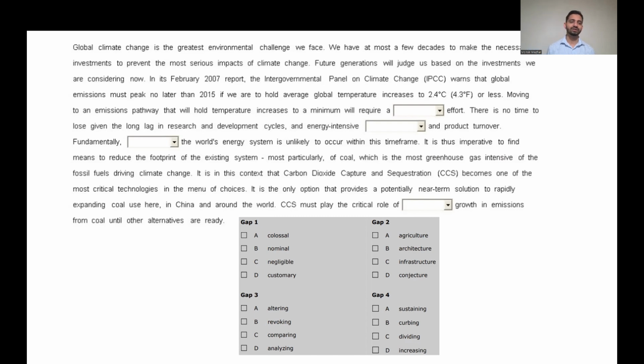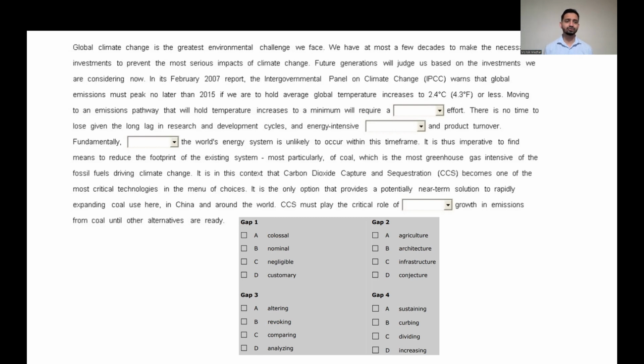Moving to an emission pathway that will hold temperature increases to a minimum will require, I was going to say significant effort, but can you think of a synonym for significant? Colossal. Colossal is the only correct synonym that we can use here. It means significant, right? Colossal effort.